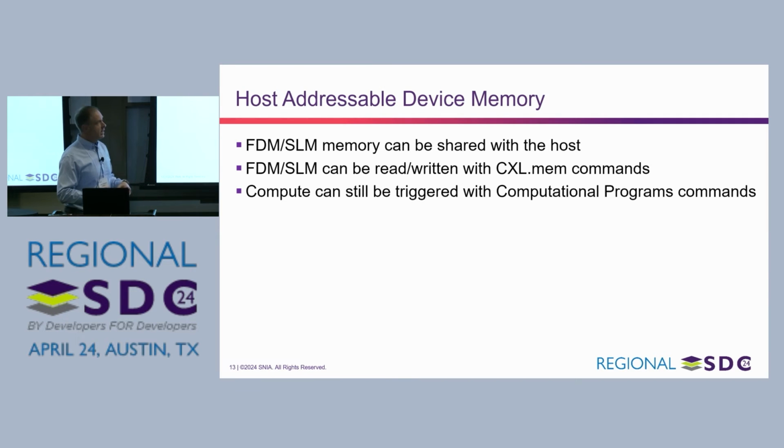So what would we need to actually be able to do this? I've kind of hinted at it already. We have to be able to address the memory that's down in the device. Currently, that memory that exists there today in existing drives is private. It's not available to the host. So we want to be able to share that, and then we want to be able to use that memory with CXL.mem. If we could do that, we could still use all the NVMe commands that we all know about for computational storage, including initiating compute using the computational programs commands.